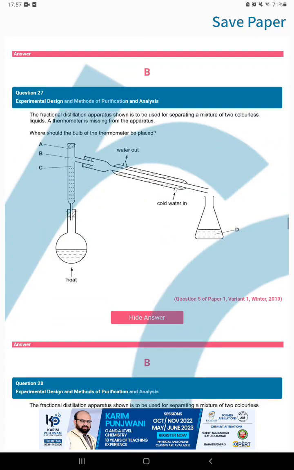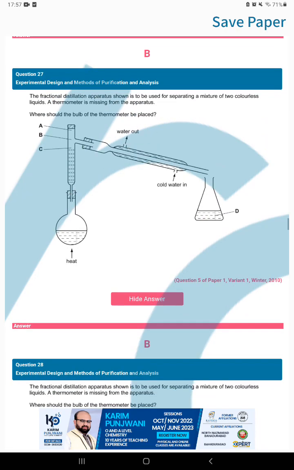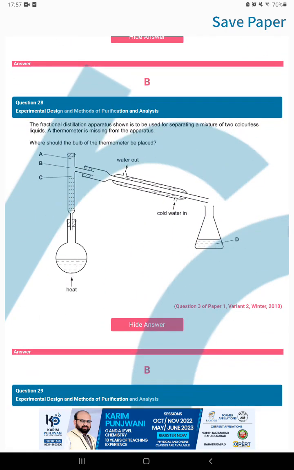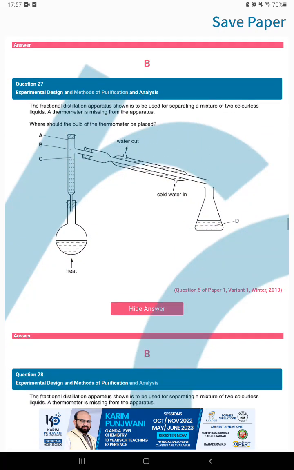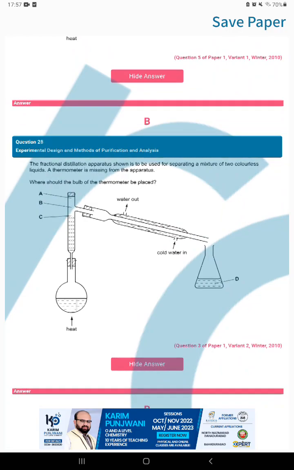The fractional distillation apparatus shown is used for separating a mixture of two colorless liquids. A thermometer is missing from the apparatus. Where should the bulb of the thermometer be placed? A, B, C, D. What do you think? I think it's the same question. It's repeated, right? Yes, it's the same.